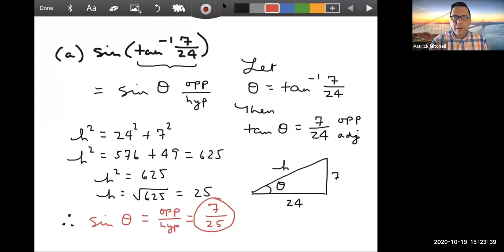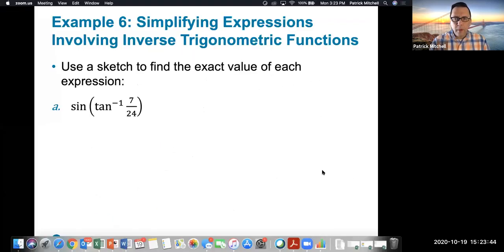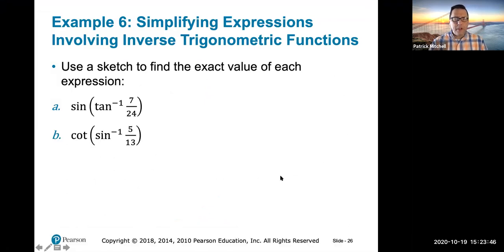Let's switch back over to the slide and look at letter B. Letter B is asking for the cotangent of the inverse sine of 5/13. At this point, if you're feeling frisky and you want to try that one, please feel free to pause the video and try it. It should be very, very similar. I will, of course, be here waiting when you're finished. Okay, I'm going to switch over to the tablet.